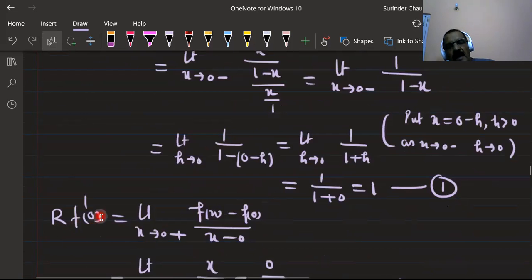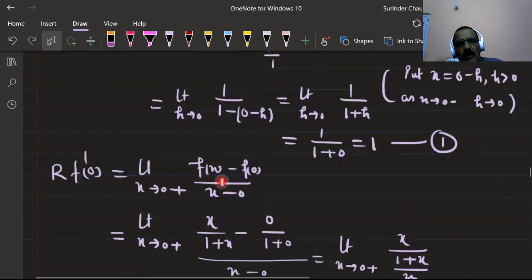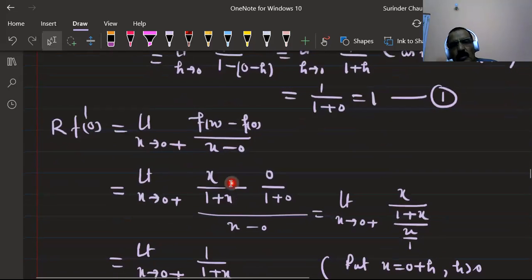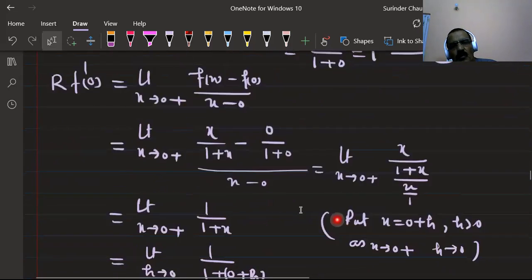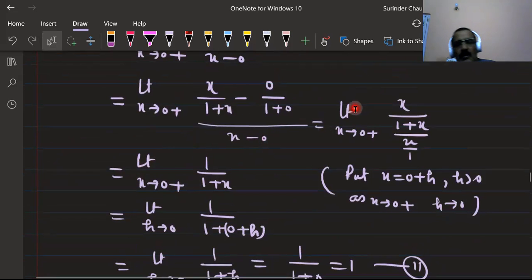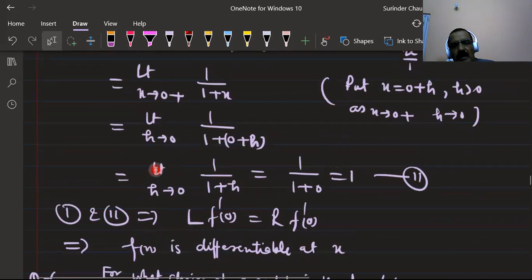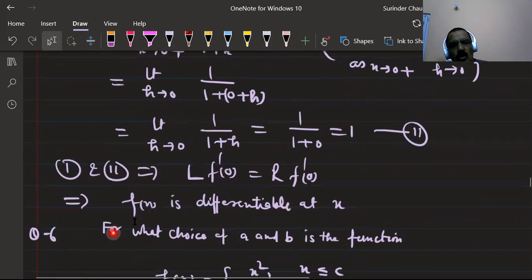Similarly, write the right hand derivative of f(x) at x equal to 0: the limit as x goes to 0 from the positive side of f(x) minus f(0) over x minus 0. Substitute the value of the function and simplify. The limit becomes the limit as h goes to 0 of 1 upon 1 plus h, which is equal to 1. So the left hand derivative at x equal to 0 is 1, and the right hand derivative at x equal to 0 is 1. Therefore, f is differentiable at 0.